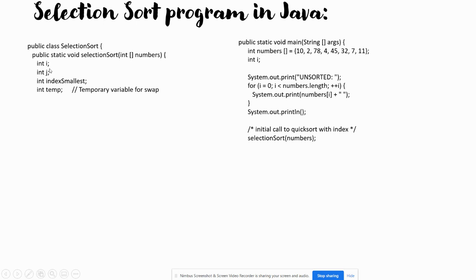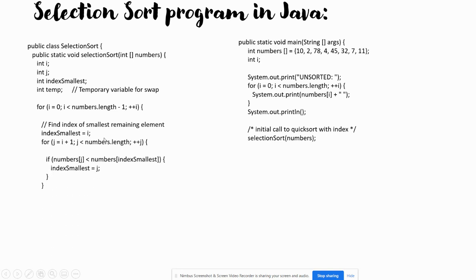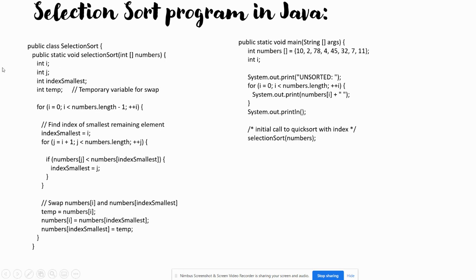So we have this set of variables: i and j for the outer for loop and inner for loop, index smallest for keeping track of the smallest element in the list, and then a temporary variable for the swapping operation. Here I'm just going to add the same algorithm I have shown you earlier. For each element in the outer for loop, we try to find out which one is the smallest, and whenever we find the smallest, we have to make the swap operation.